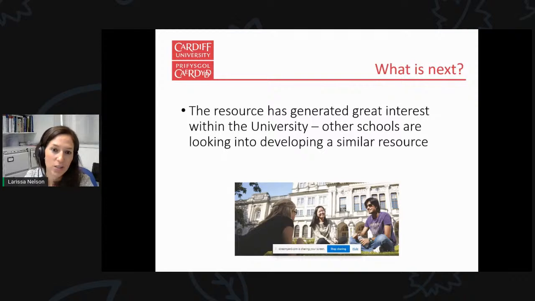The other thing is that the resource has generated great interest within the university, so other schools are looking into developing a similar resource. So it's really nice to see our efforts in the School of Biosciences have been recognised beyond the school, and we're helping to develop this in other schools as well.